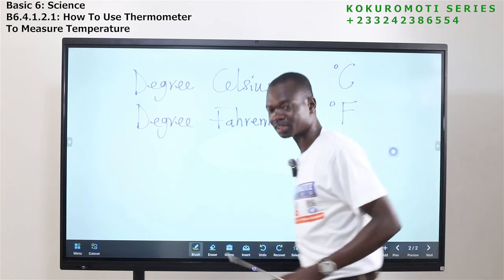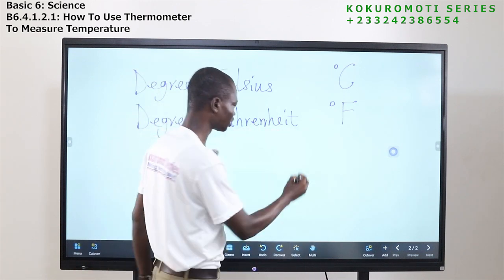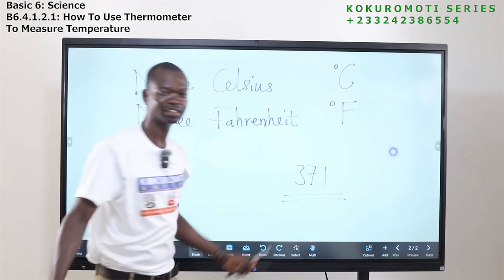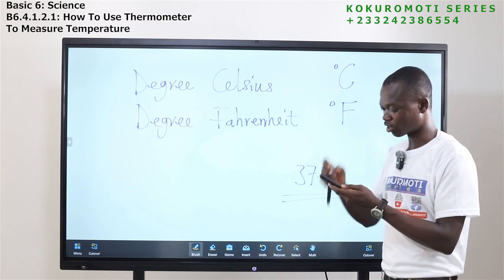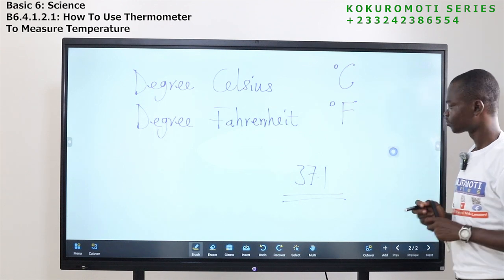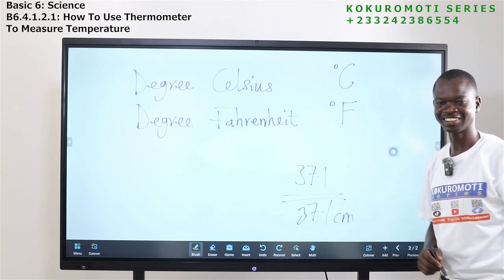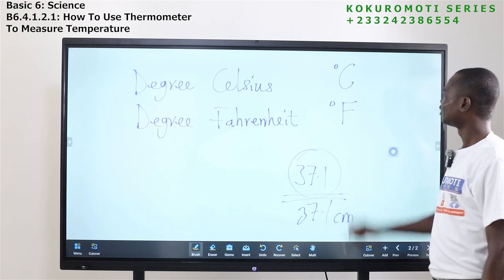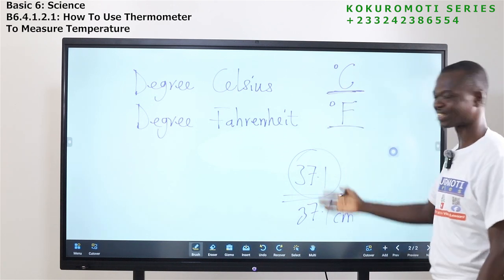So let's say you go to the hospital, the nurses put the thermometer under your armpits. After some time, they remove it and they write 37.1. If they write this for you, tell the nurse that this is wrong. This is not temperature. Even if they read it correctly and write it like this for you, it is wrong. If they write 37.1 centimeters, it is wrong. For you to know that this is temperature, you have to write this or this to tell the scale that you used to measure it.